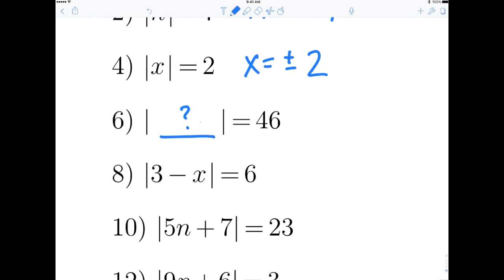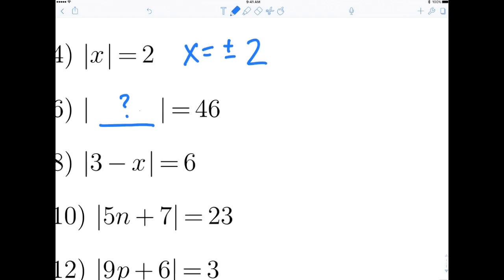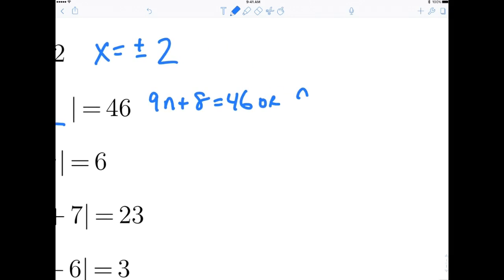Listen to what I just said. What is inside the absolute value has to be 46 or what? -46. What was inside the absolute value? Somebody tell me. 9n plus 8. That's the algorithm, we say, of how to solve the problem. You set what's inside the absolute value equal to the number, and then you set what's inside equal to the negative. Everybody understand what I just said?